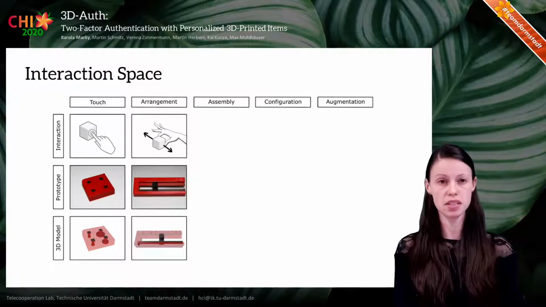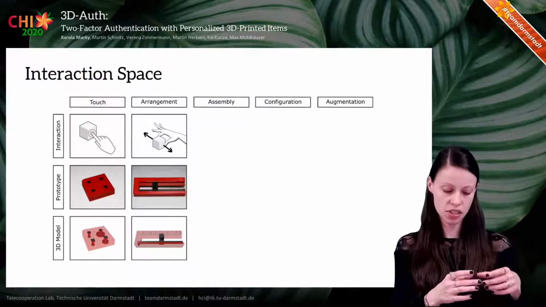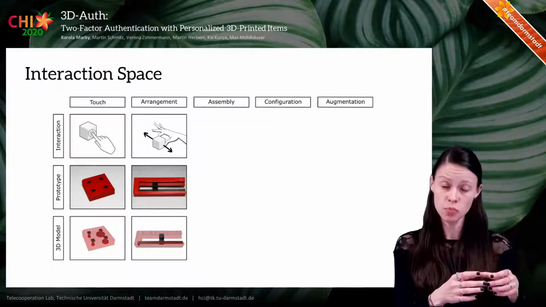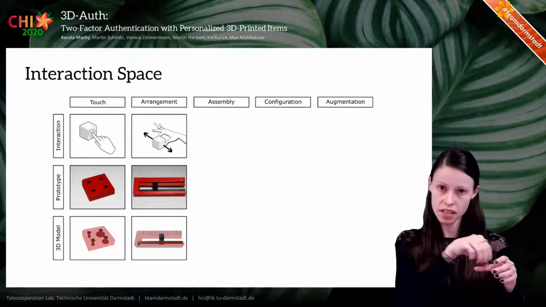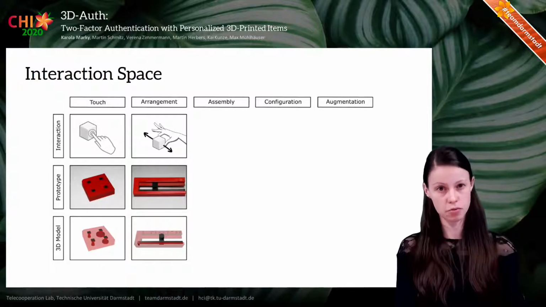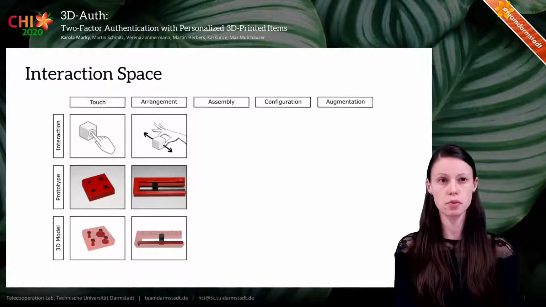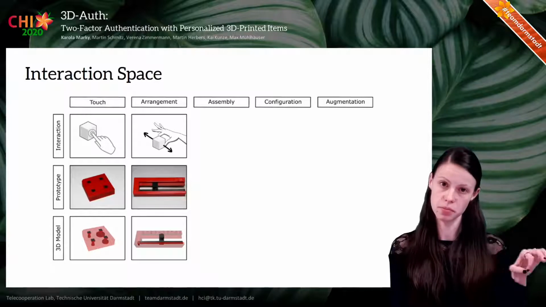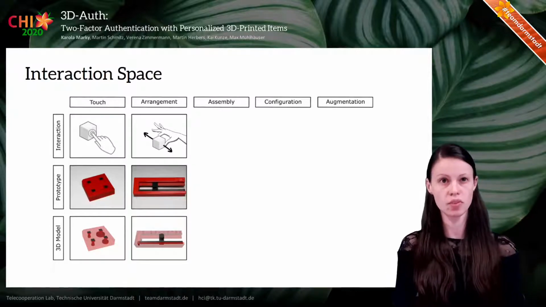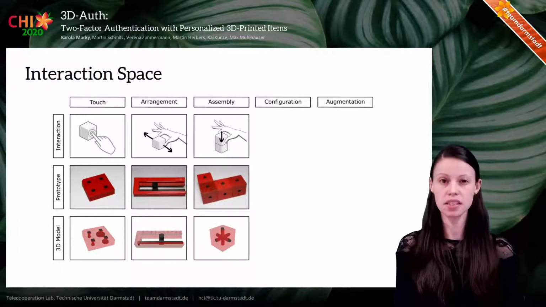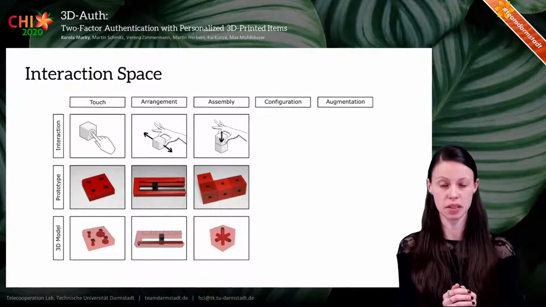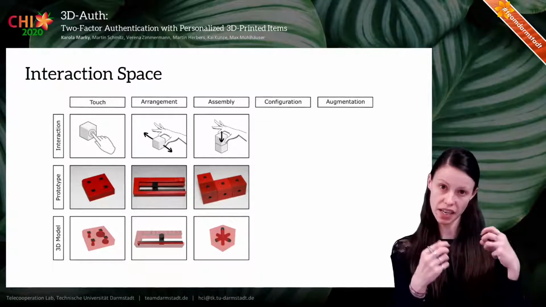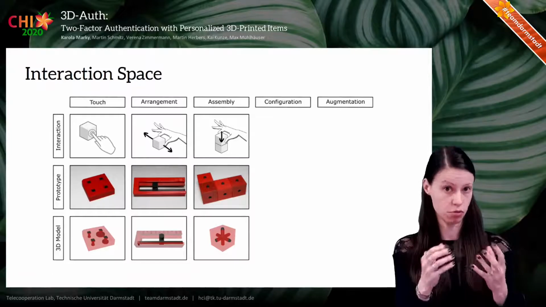Considering arrangement, that means that the user has a 3D-Auth item on the display of the device and arranges it somehow. For this category, we built a prototype of a slider with 10 possible positions. For the assembly category, we built Lego-like building blocks. That means we have a set of different items and we have to assemble them together to a final 3D-Auth item.